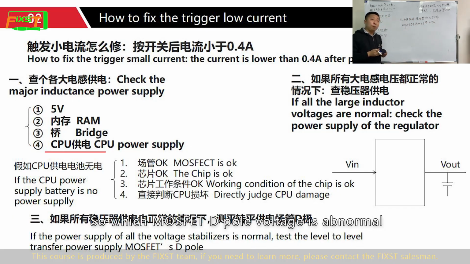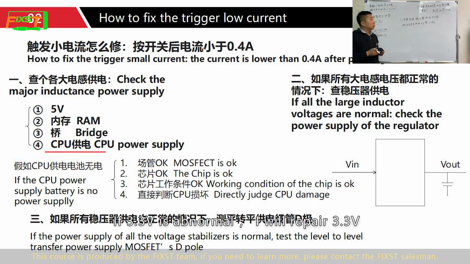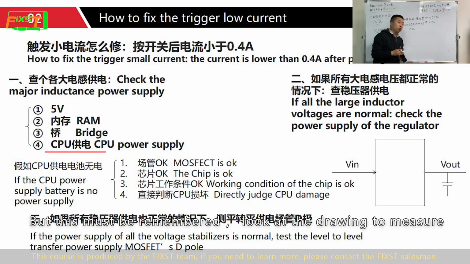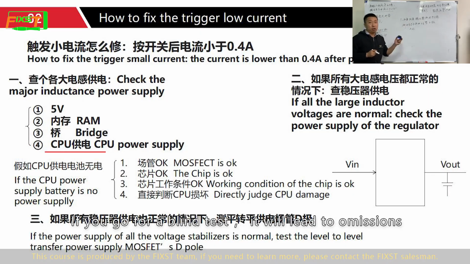So which MOSFET drain voltage is abnormal? If 3.3 volt is abnormal, I will repair the 3.3 volt. If the 5 volt is not normal, I will fix the 5 volt. But this must be remembered: look at the drawing to measure. If we go for a blind test, it will lead to omissions.